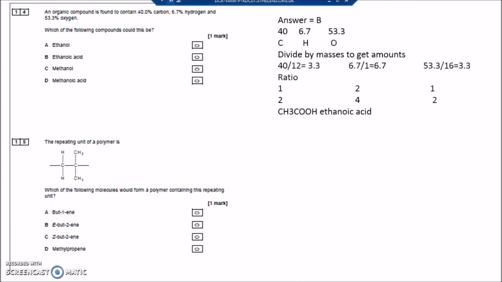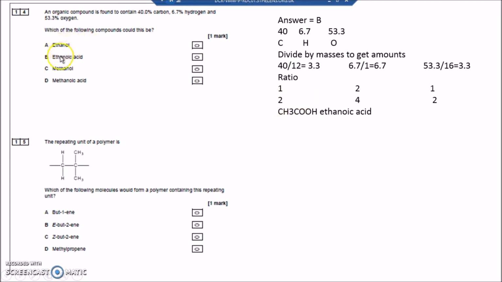So if I take 40 divided by 12, 3.3, 6.7 divided by 1, 6.7, 53.3 divided by 16, so these are the amounts divided by the relative atomic mass of each of them. Then I've got a ratio of 3.3 to 6.7 to 3.3. If I divide by the smallest, which is 3.3, I get a ratio of 1 to 2 to 1. Now, what's 1 to 2 to 1?